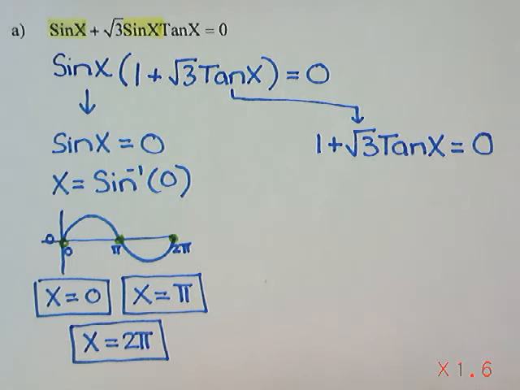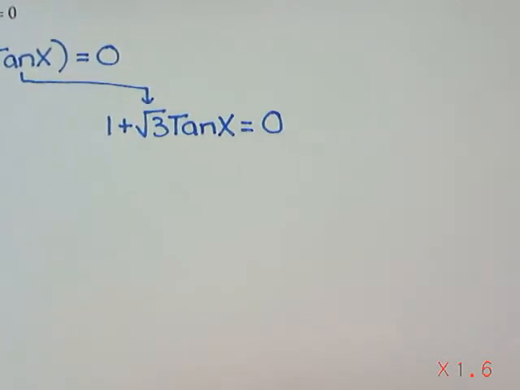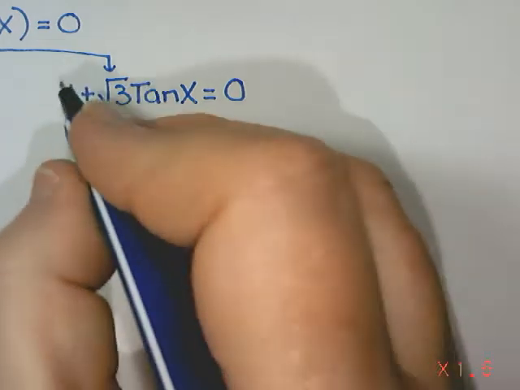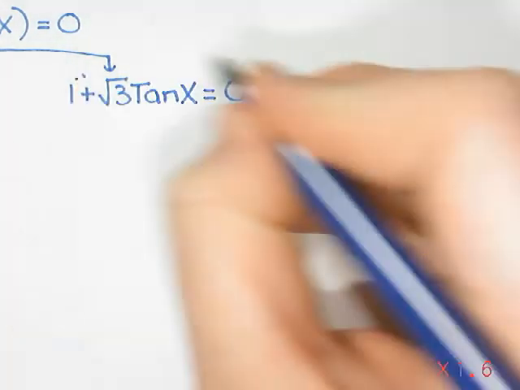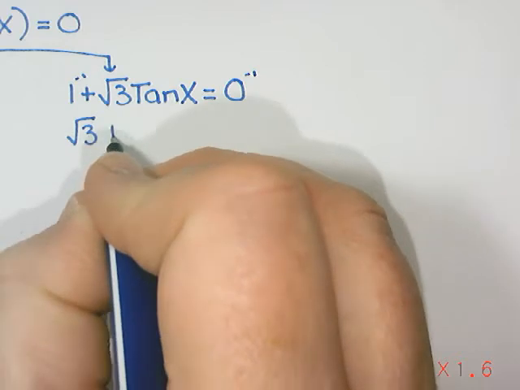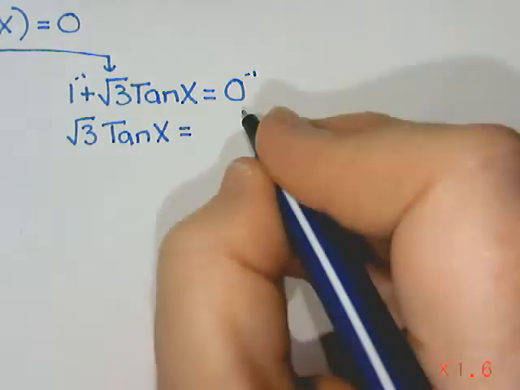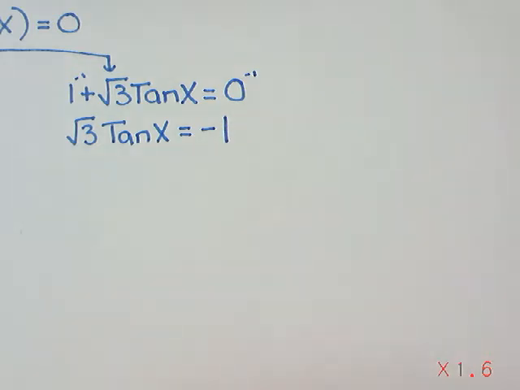All right, so we already have 3 solutions, but we haven't even looked at the second bracket yet, which is the next thing that we are going to do. So I have 1 plus the square root of 3 tan x equals 0. So we are going to rearrange to isolate for tan x. I would start by subtracting 1 from both sides to get the square root of 3 times tan x equals, and then 0 take away 1 is negative 1.